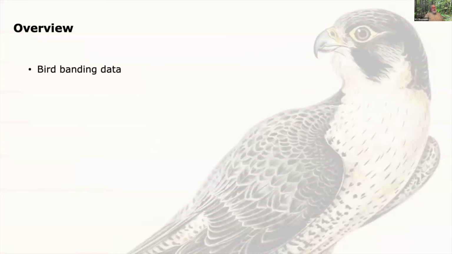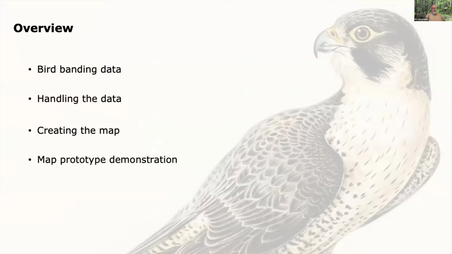So first, I'm going to talk a little bit about where the data comes from that I'm using in the map. Then a little bit of how I handled the data, and a little bit about how I created the map. And then we'll get to the demonstration. I'll give you a quick demonstration of what I've got so far. And after that, some closing remarks and any questions that might come up.